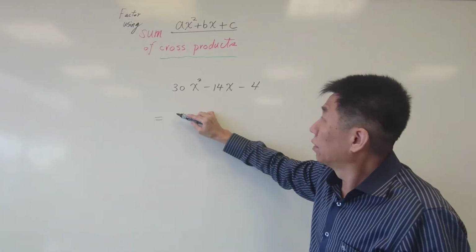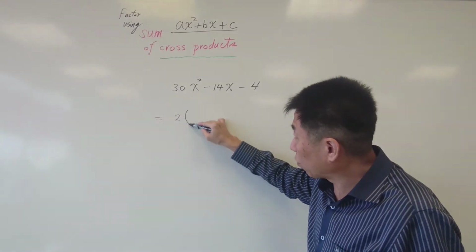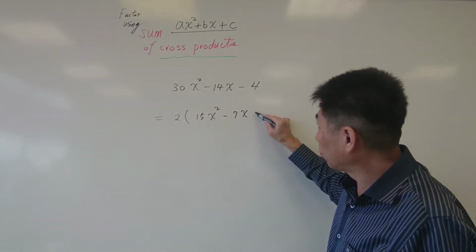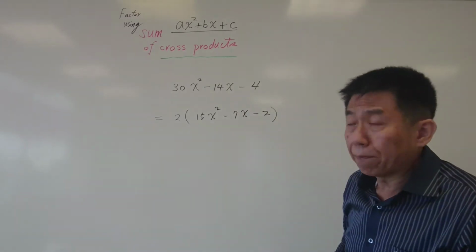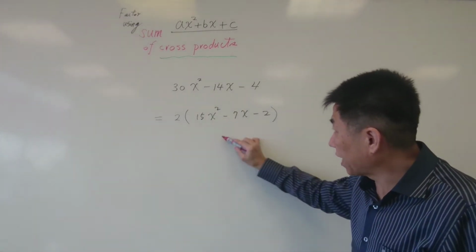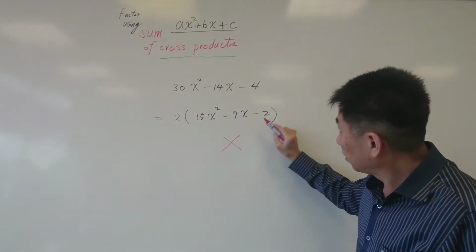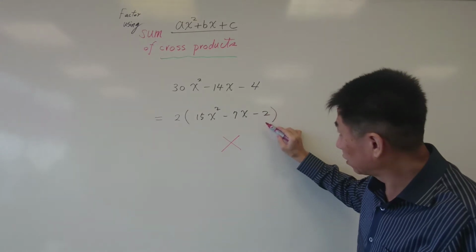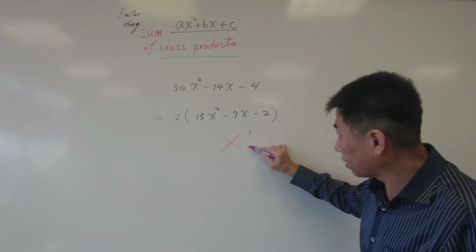Okay, this one you should factor 2 out. So 15x squared minus 7x minus 2. Before you kick out the greatest common factor, you shouldn't start. Then you put a cross down here. The 2 and the 15, which one is easier? 2 is easier. So you break down the 2 into 1 and 2.